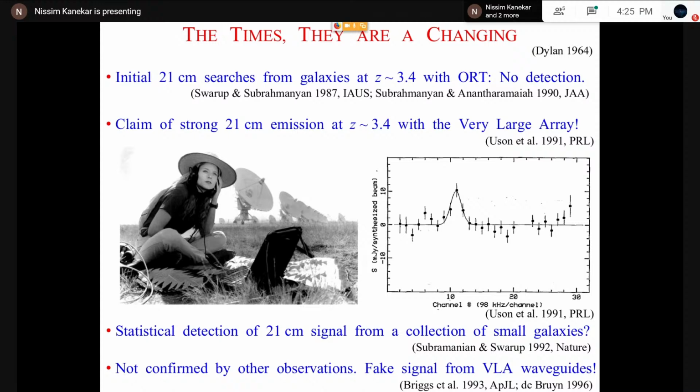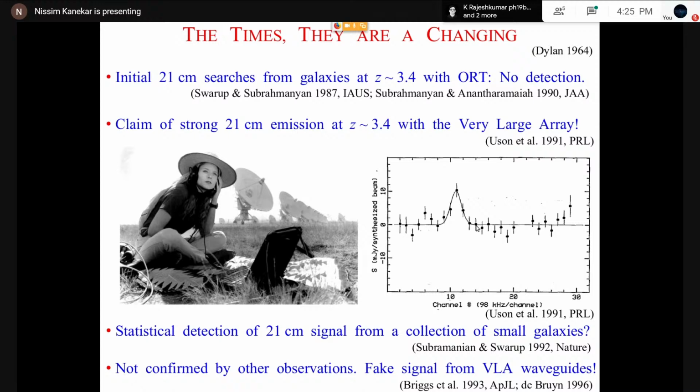And then something strange happened in 1991, where Dwarakanath, Durga Bagri, and Tim Cornwell used the Very Large Array, and they claimed an extremely strong 21 centimeter emission signal at a redshift of 3.4. And that signal, the VLA, is shown over here with Jodie Foster in the foreground. This is the movie Contact. And the signal that they saw is shown over here, and that's this kind of jump that you see at channel roughly 10 in their spectrum. So that is the signal. It's an emission signal. So there's a little bit extra signal at channel 10 than there is at neighboring channels. And this was the signal that they were looking for.